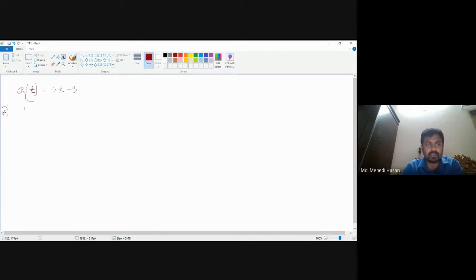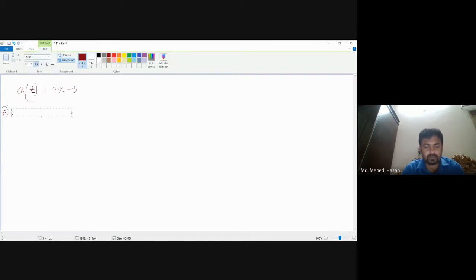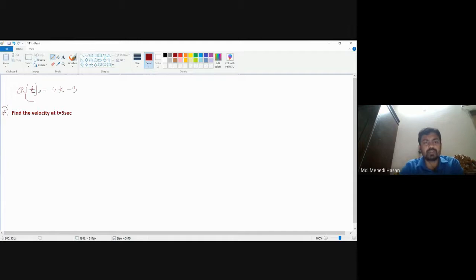Find the velocity at t equal to 5 seconds. This is question number A. Or if the question is to find out the acceleration at 2 seconds, 3 seconds, then if you put the value of t in that equation, you will get the acceleration at any time.